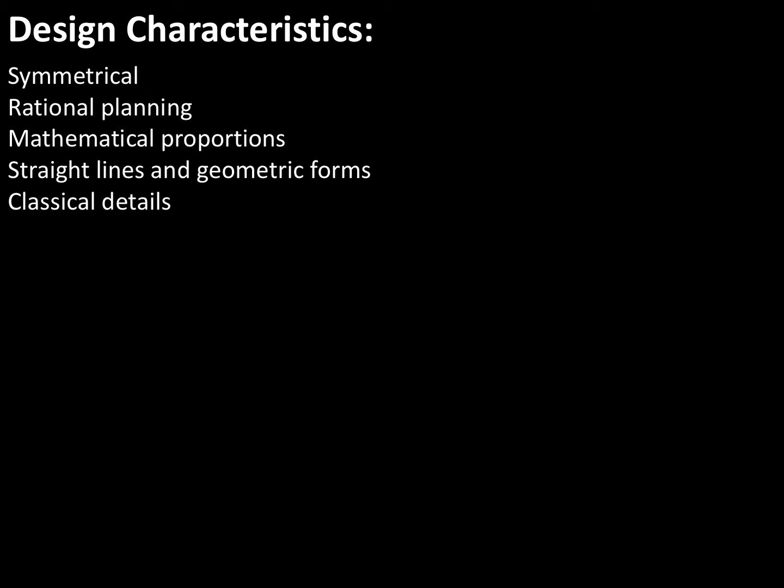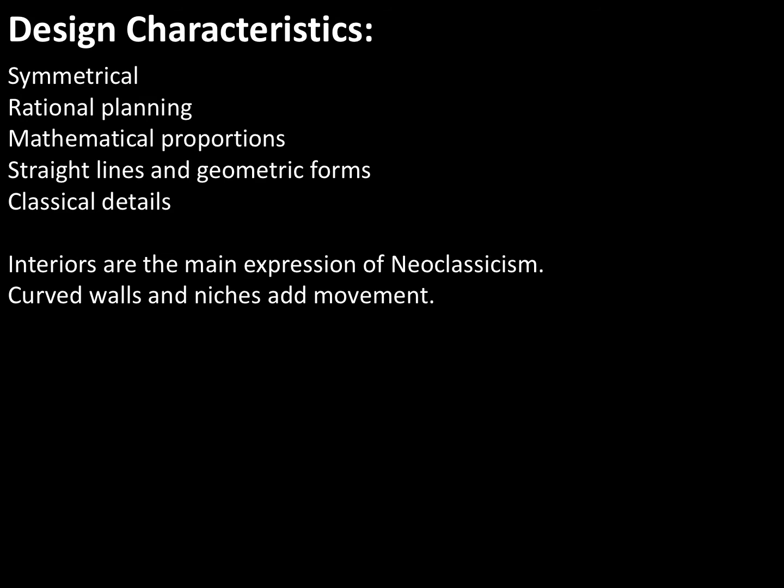So how is this expressed in the actual designs? We're going to see very symmetrical and rational plans. We're going to see mathematical proportions that make sense, straight lines, geometrical forms, classical details. All of it sounds really familiar, doesn't it? But most of this is happening on the interiors. That's where we mostly see the neoclassical style appear. And then we're also going to have some curved walls and some niches added. So that those are Renaissance and even a little bit of that early Rococo style, but it's all a very geometrical look.